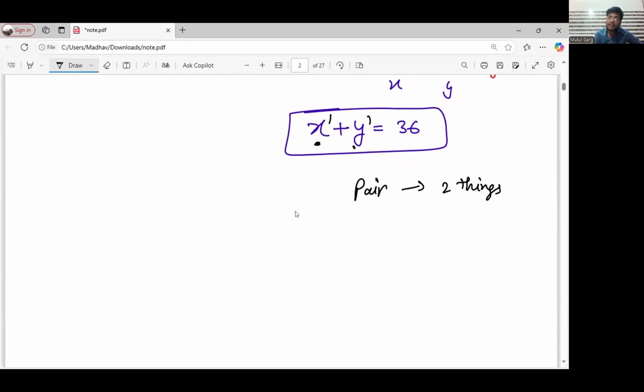So when I say pair, it means pair of linear equations in two variables. That means we have two equations, two linear equations in two variables. So the general form is going to be the first equation. I'm going to write down the general form.